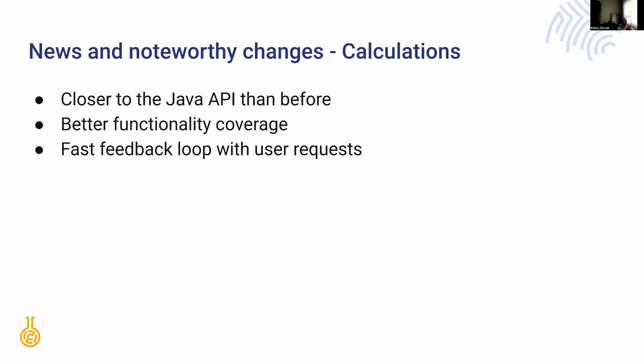And okay, let's talk about the calculations module. The main selling point of this module is that it is much closer to our Java API, which also means the logic and the capabilities. We have better functionality coverage, and we are working in a very fast feedback loop with our users. If you miss some calculation or you need a different result set, then please contact us, and we will try to provide a solution as soon as possible.